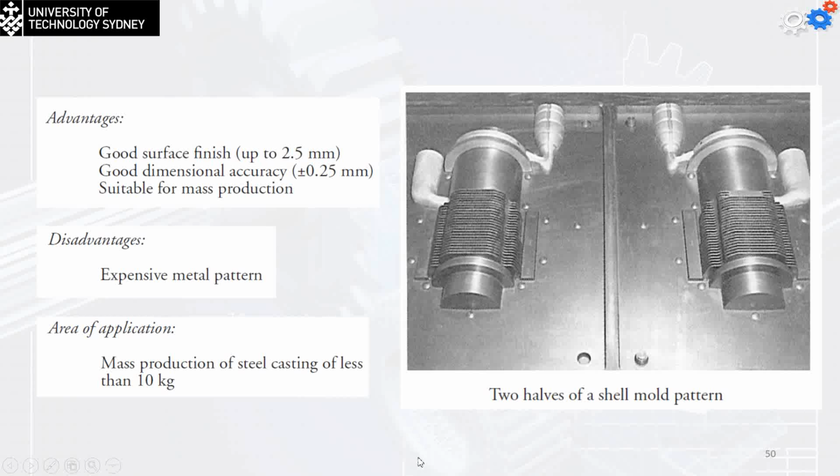The main advantage is we have a good surface finish of up to 2.5 millimeter. Also we have a good dimensional accuracy of plus or minus 2.5 millimeter difference. It's suitable for mass production because we can manufacture the shells at a high rate. The disadvantages are the expensive metal pattern, as the one you can see on your right side. And the area of application is mass production of steel castings of less than 10 kilograms.